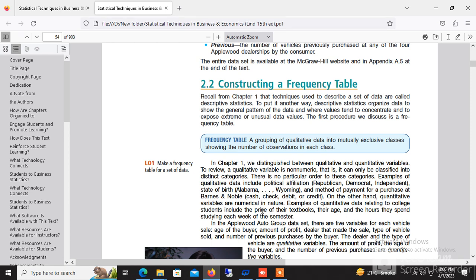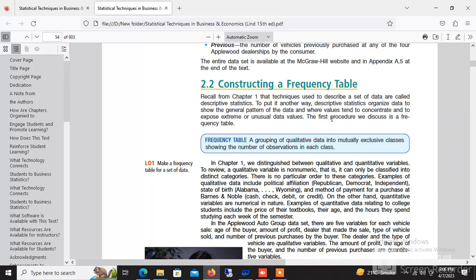आज जो हम पढ़ेंगे, constructing a frequency table. Recall from chapter number 1, the techniques used to describe a set of data are called descriptive statistics. To put it another way, descriptive statistics organize data to show the general pattern of the data, where values tend to concentrate, and to expose extreme or unusual data values.